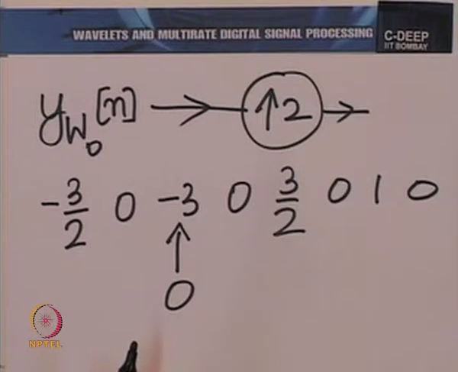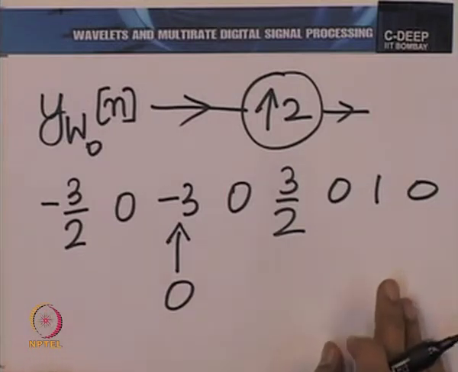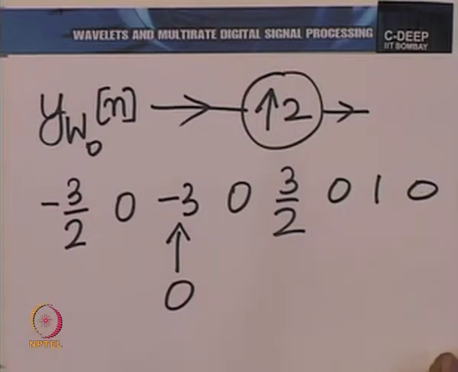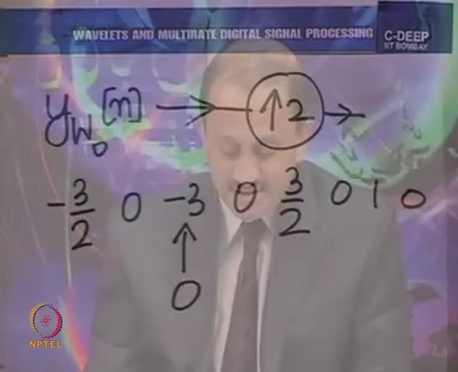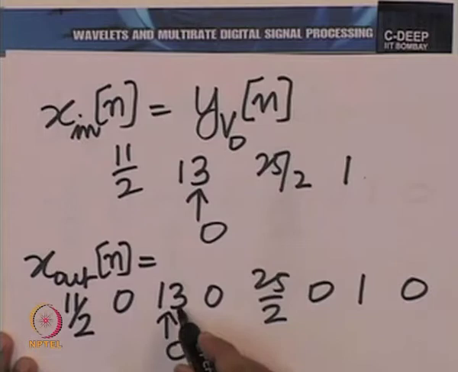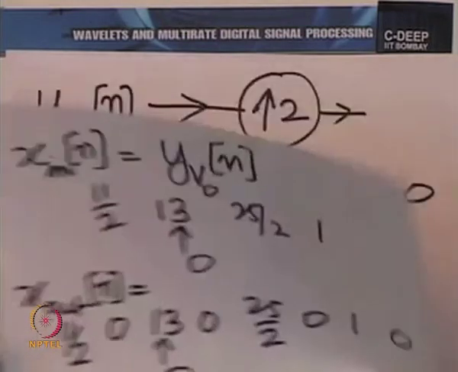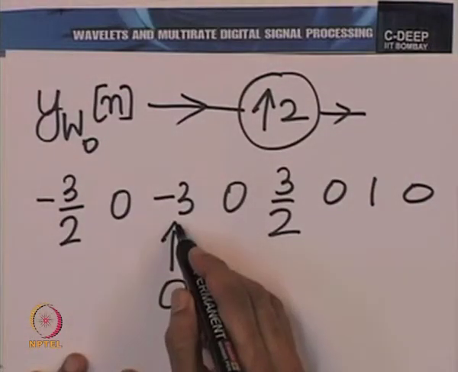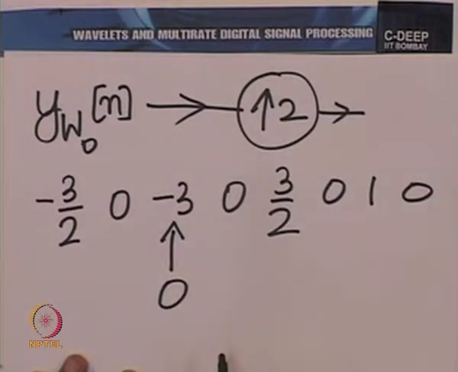So, now we are in good shape. You see, what we now need to do, if we think about it, is reconstruct y of n from these two. And for example, let us look at these two upsampled sequences. So, this is the upsampled sequence corresponding to V0, and this is the upsampled sequence corresponding to W0.